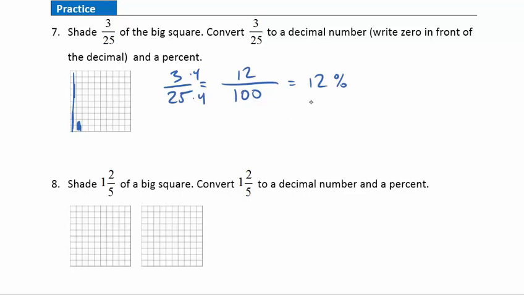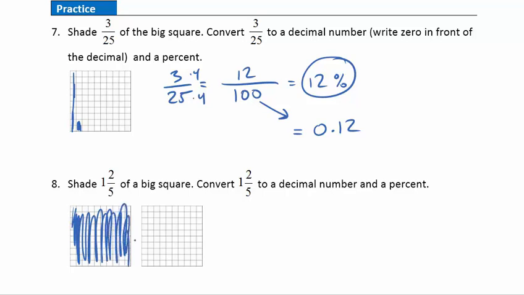Okay. Now I want to write this also. I've got my percent. I want to write this as a decimal number. Let's start right here, 12 hundredths, because that translates directly to a decimal number. That is just like this, 12 out of 100. There's my decimal number. All right, practice question 8. Shade 1 2/5 of the big square. Well, 1's pretty easy. That's the whole thing. So I'm going to shade 1 whole thing.